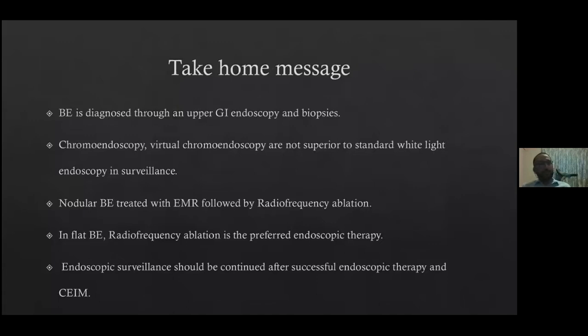Take home message: Barrett esophagus is diagnosed through upper GI endoscopy and biopsy, so endoscopic and histological. Chromoendoscopy and virtual chromoendoscopy are not superior to standard white light endoscopy in surveillance. Nodular Barrett esophagus is treated with EMR followed by radiofrequency ablation. In flat Barrett esophagus, radiofrequency ablation is the preferred endoscopic therapy. Endoscopic surveillance should be continued after successful endoscopic therapy and complete elimination of intestinal metaplasia.